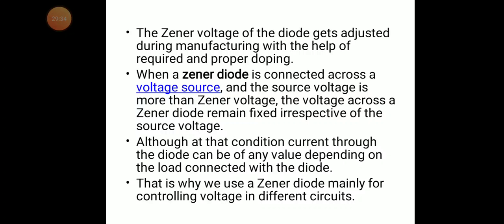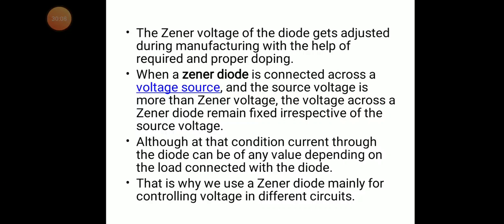When a Zener diode is connected across a voltage source and the source voltage is more than Zener voltage, the voltage across a Zener diode remains fixed irrespective of the source voltage. This is one of the main applications, or main usages. That is, a Zener diode is connected across a voltage source, and that voltage source is more than this Zener diode voltage.